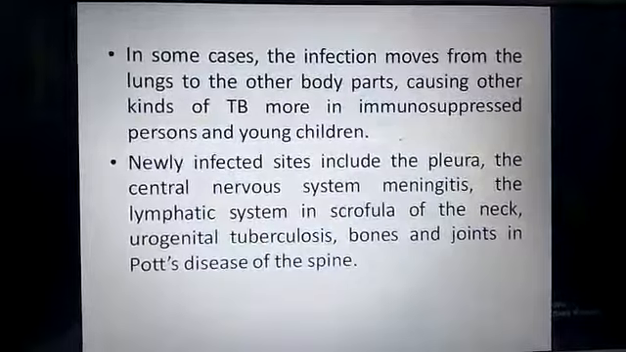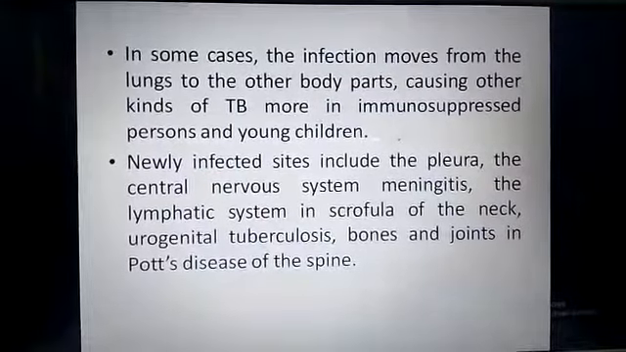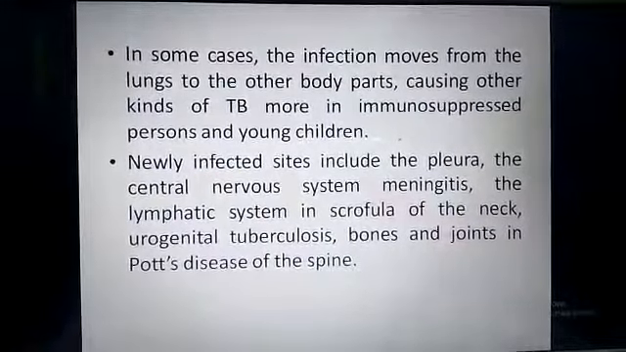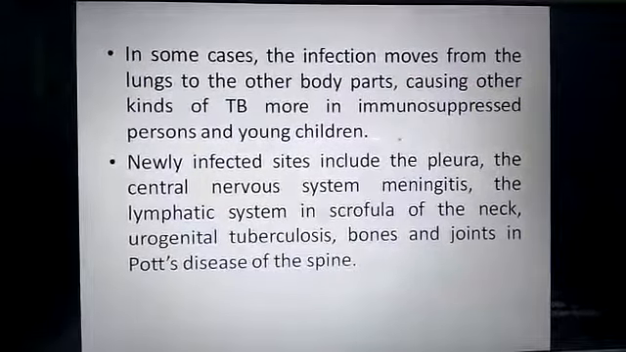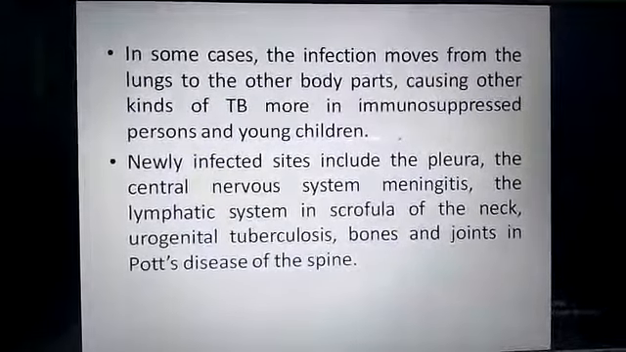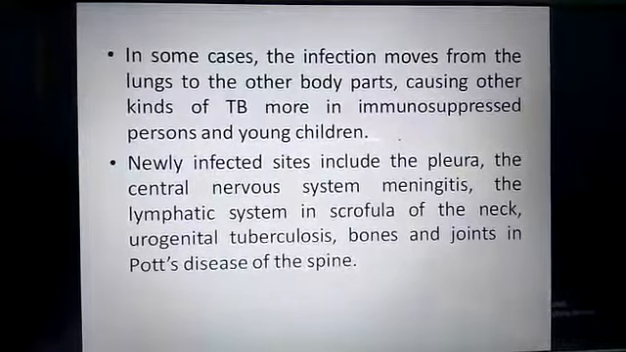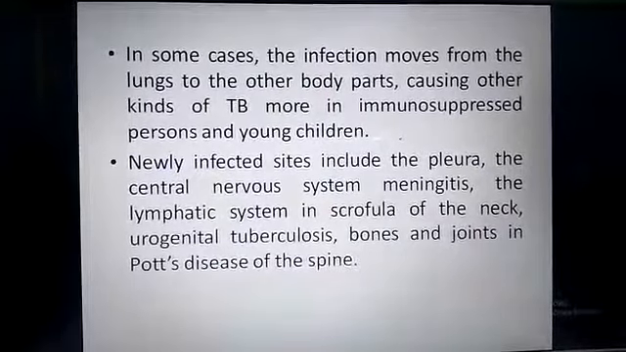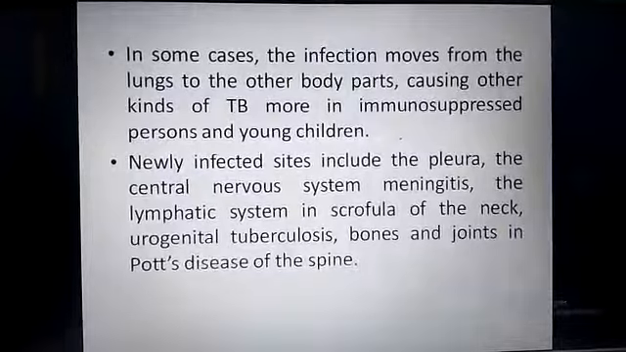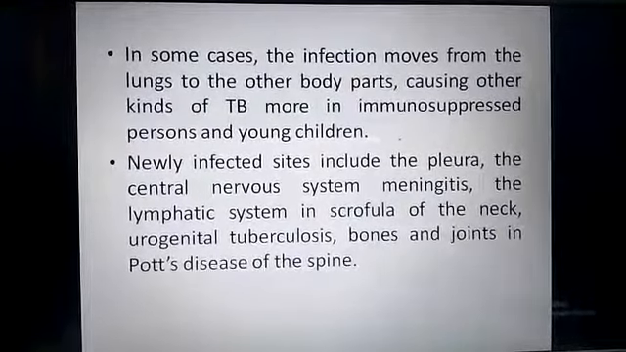In some cases, the infection moves from the lungs to other body parts, causing other kinds of TB, more so in immunosuppressed persons and young children. An immunosuppressed person means a person with a poor immune system. Newly infected sites include the pleura. Pleura means the outer covering of our lungs.